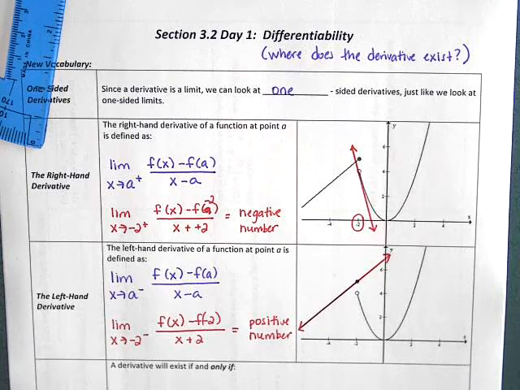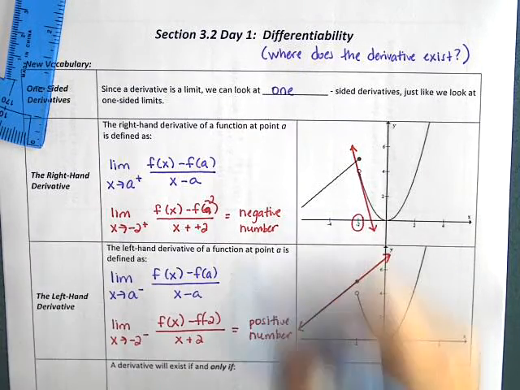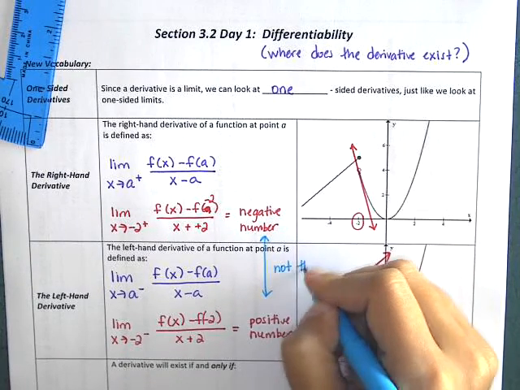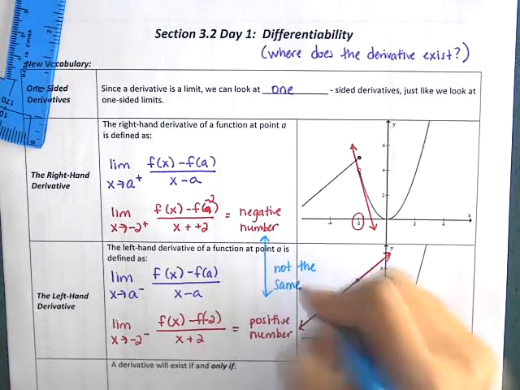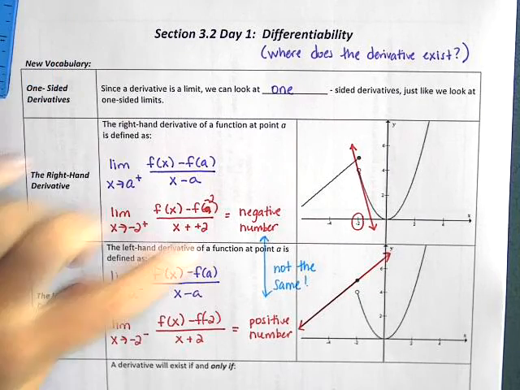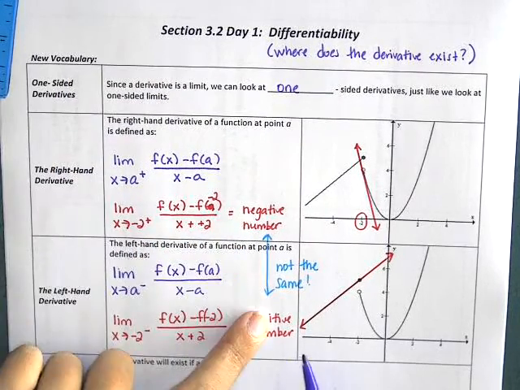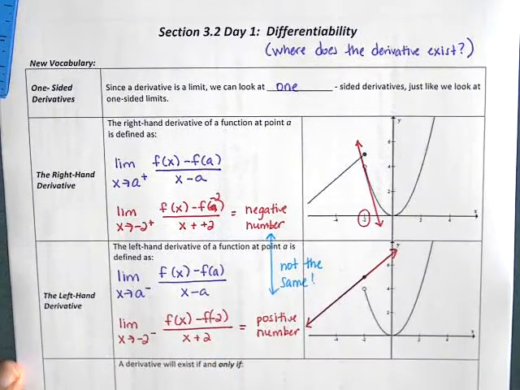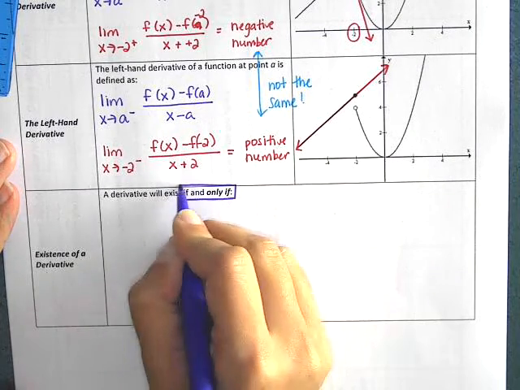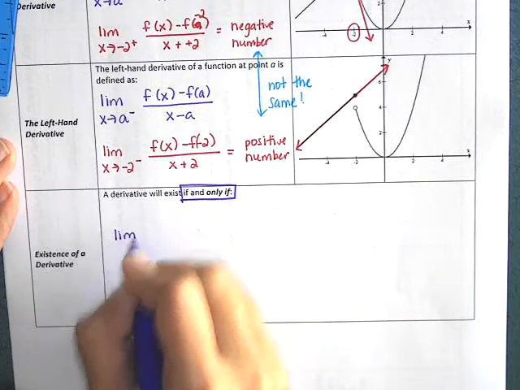What's important to realize here is that these numbers are not the same. It doesn't really matter what they are, but one is positive and one is negative, so they're definitely not the same. Because a derivative is a limit, and we learned that if you check both sides of a limit and it doesn't match, then the limit does not exist. In a case like this, where the left side derivative and the right side derivative don't match, the derivative would not exist.